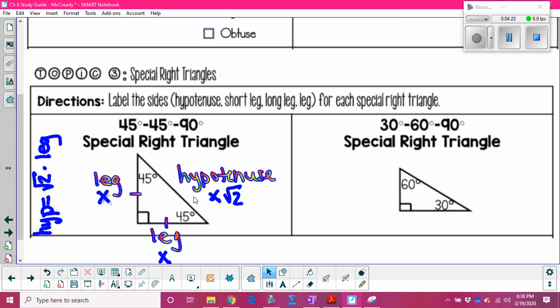Okay, so looking at the special right triangle, we have a 30, 60, 90. So the shorter side is the side across from the 30-degree angle. So this is the short leg. And then the long leg is the side that's across from the 60-degree angle. So this is the long leg. And obviously the side across from the right angle is the hypotenuse.